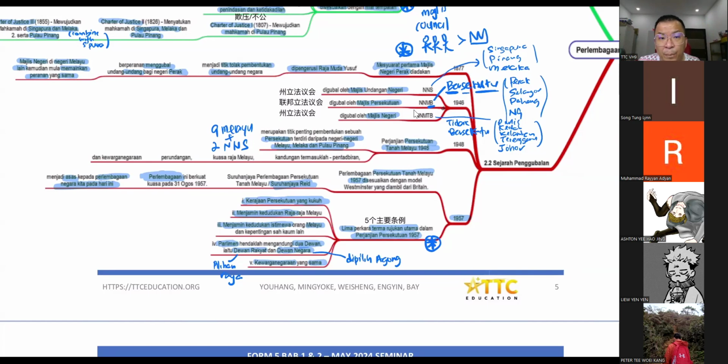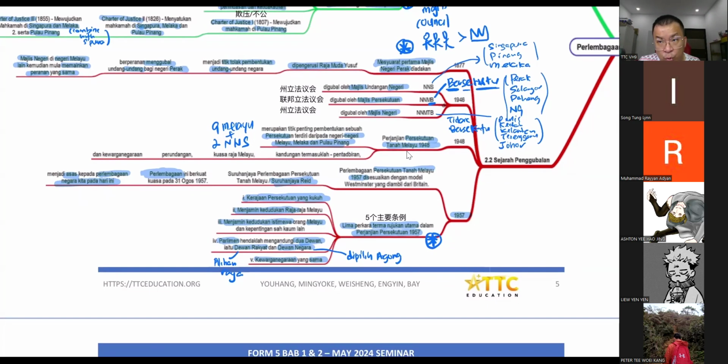Okay? Then 1948 is 9 plus 2. 9 Malay kings plus 2 NNS. They built this up, Persekutuan Tanah Melayu, 1948. 1957, we formed PTM. Our constitution is created by Suruhanjaya Reid. Suruhanjaya means a group of people helping us to make the constitution.